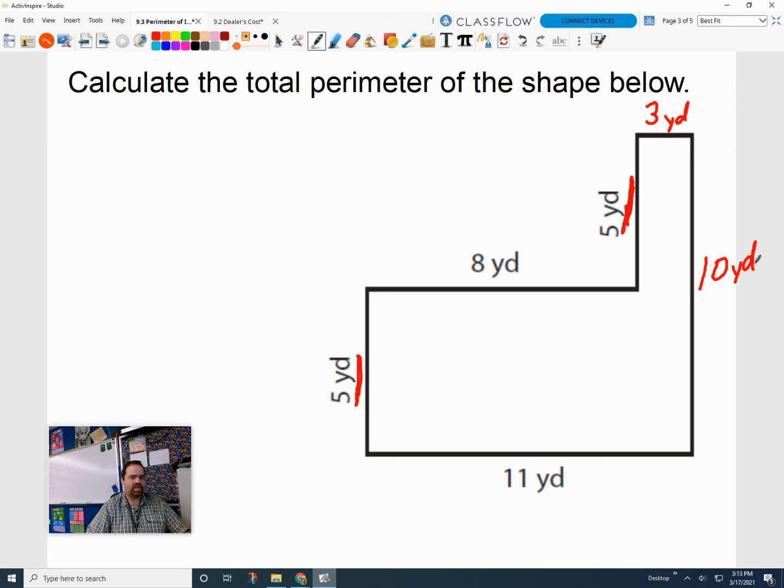5 plus 8 plus 5 plus 3 plus 10 plus 11. This thing has a perimeter of 42 yards.